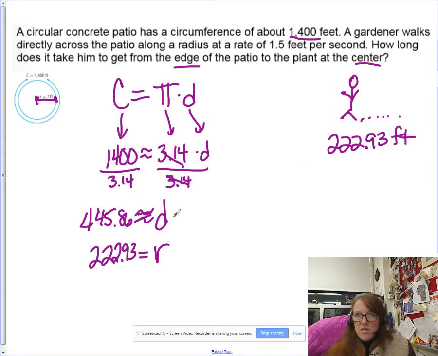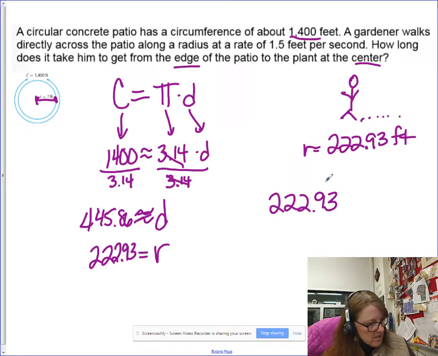Now, how long is it going to take him to do that? Okay, so this is the radius, and the gardener's going to walk the radius. How long is it going to take? That gardener is walking 1.5 feet per second. So if I have to go this many feet, and my speed is 1.5 feet per second, now take the 222 and 93/100 and divide it by 1.5.